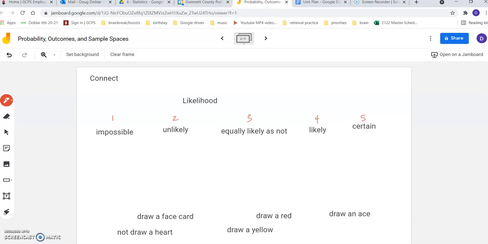A couple examples. Let's say we're going to draw a card at random out of a deck of cards. We're just going to take the top card off. Let's talk about some likelihood things here. Let's start maybe here. What's the likelihood that I draw an ace? Where would I put that?